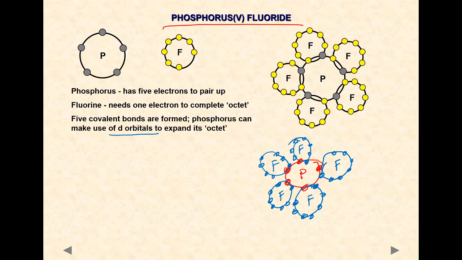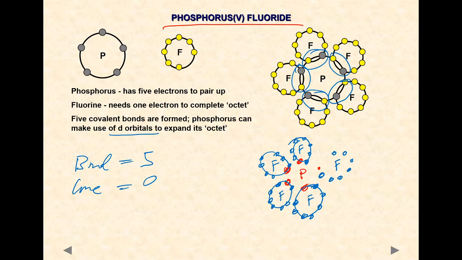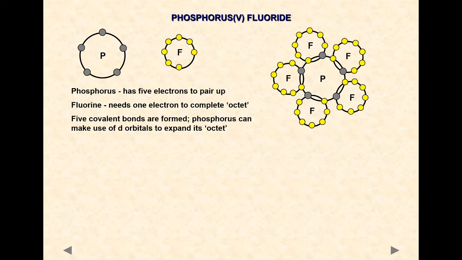So now, to determine the shape of the molecule, remember the shape of the molecule is determined by the bond pairs. So we'll count the bond pairs. There's 1, 2, 3, 4, 5. So when it comes to the bond pairs, we have 5. Lone pairs, we have 0. Now, what would be the stable structure that will result to 5 bond pairs?